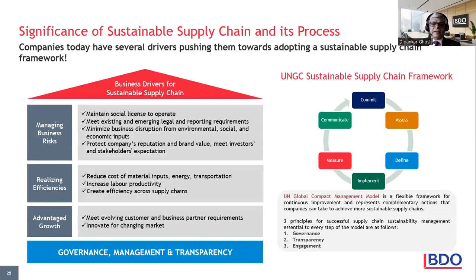That is why the United Nations Global Compact, UNGC, has come up with a framework which it encourages organizations to follow: committing, assessing, defining, implementing, measuring, communicating, which is a typical cycle. Those who are familiar with ISO-related cycles will find it similar. So that's a broader framework. But this analysis of the details and implications of the supply chain and value chain is becoming increasingly important, and it is one of the top things organizations are thinking about today.